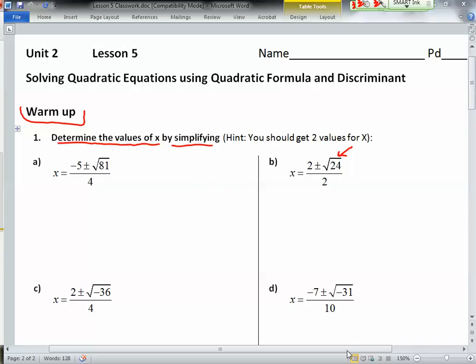Okay, so all we're trying to do here is simplify these, all right? The biggest obstacle is that we have this radical or this square root sign. So if the number inside the radical is a perfect square, then we can really easily simplify that just by taking the square root of it. But if not, we need to simplify it by factoring out any perfect squares that are factors of that number.